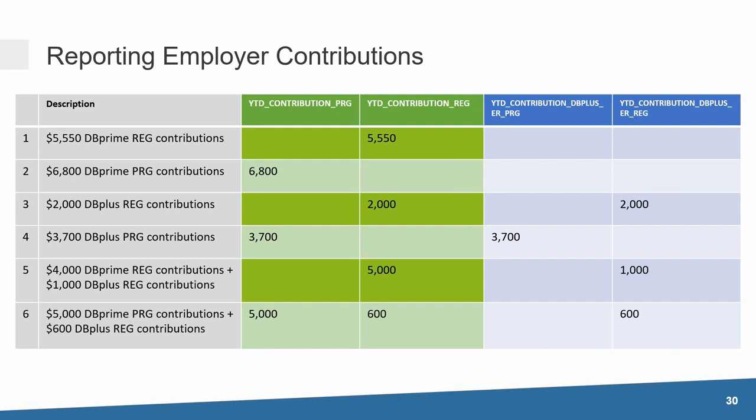In this table, for example 6, you can see that the year-to-date contributions reg column only contains $600, which represents DB Plus regular contributions. The $5,000 DB Prime contributions are stated in the correct year-to-date contributions PRG column as they relate to pregnancy contributions. Lastly, the $600 in DB Plus employer contributions can be found in the year-to-date contributions DB Plus ER reg column.